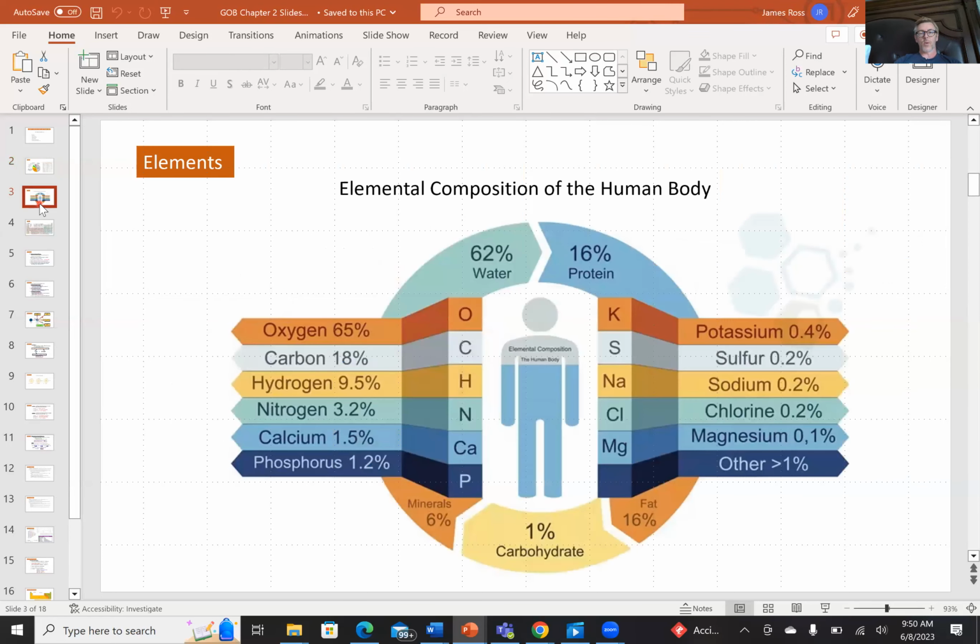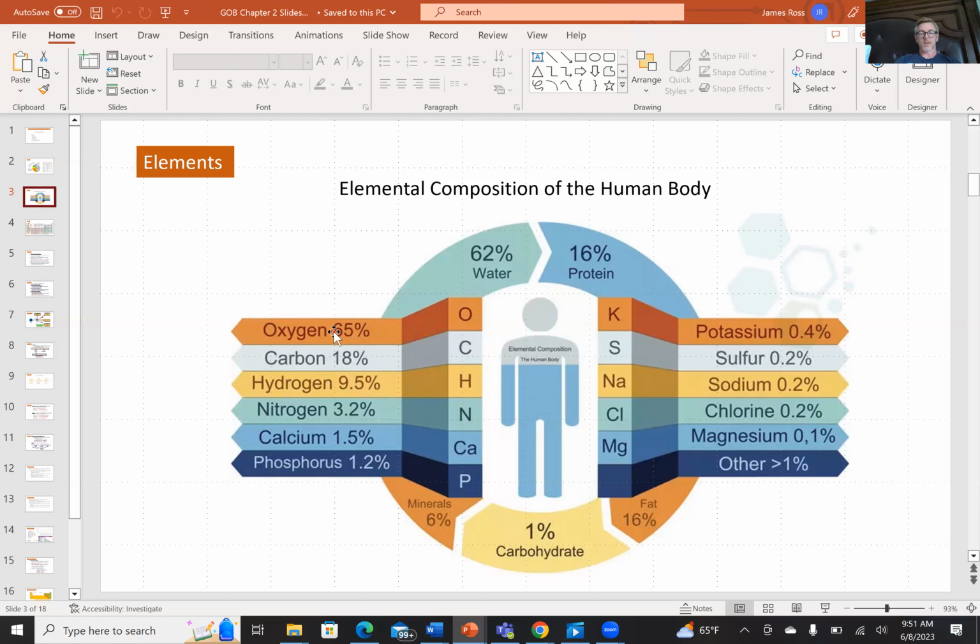In this next slide, we look at the elemental composition of the human body. It would be interesting to compare the elemental composition of a body with the Earth, seeing as you might imagine that because we evolved from the Earth, we are probably going to be similar to the constituents of the crust, right? Okay, so this is the elemental composition of a human body. 65% oxygen, 18% carbon, about 10% hydrogen.